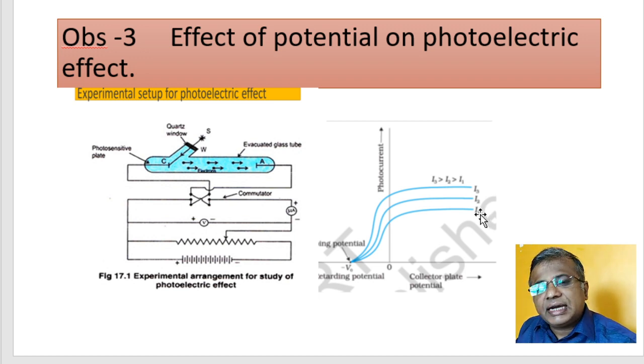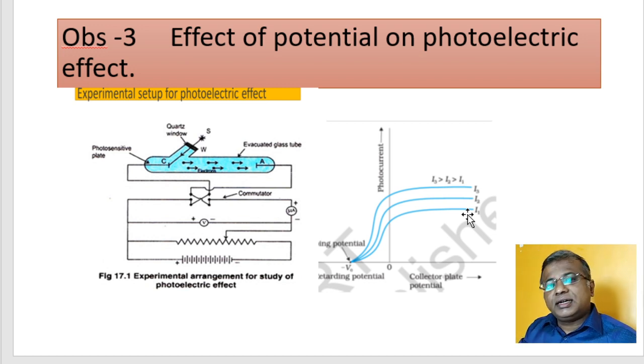Second important thing is that this kinetic energy, that means when the light falls on the emitter plate or the photosensitive plate, the electrons come out with certain velocity, hence they have certain kinetic energy. This kinetic energy only depends on the frequency. It doesn't depend on the intensity of light. So this is a very important point which you must understand and keep in mind. And that is why we get this formula.